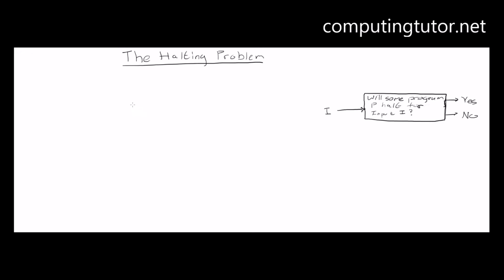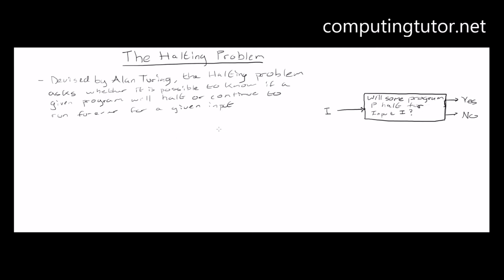So the halting problem was devised by Alan Turing, and it asks whether it is possible to know if a given program will halt or continue to run forever for a given input. And in 1936, Alan Turing proved that a machine to solve the halting problem for all possible programs and their inputs can't exist. The halting problem can be represented graphically, and I've drawn a diagram over here.